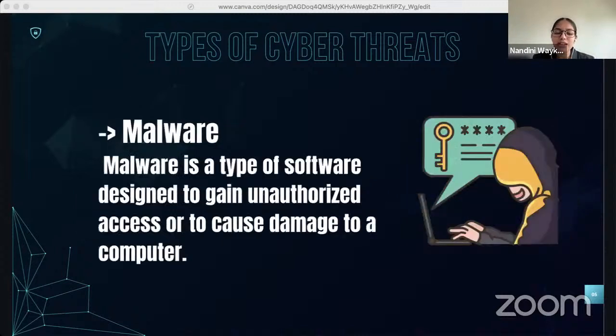Next one we have is malware. This is basically a type of software that is designed to gain unauthorized access or to cause some sort of damage to our computer.